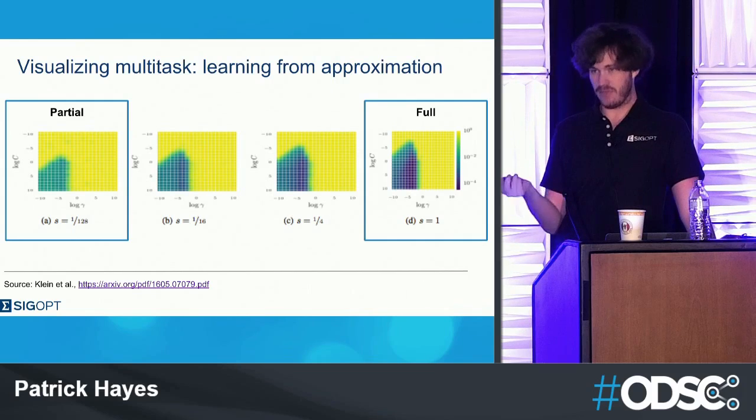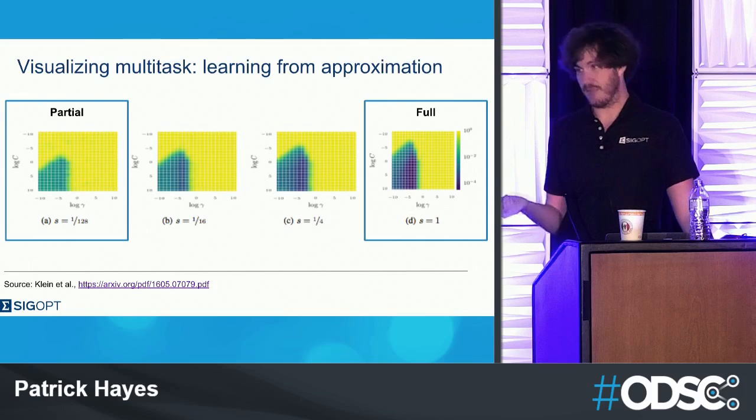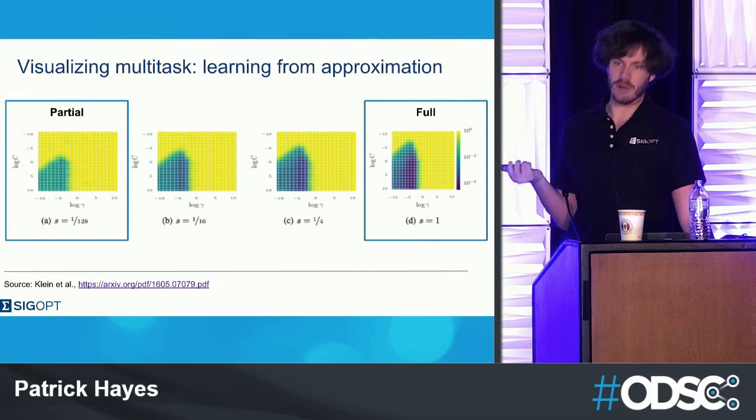That means you can learn about the full cost task more cheaply by being smart about the way you sample from the partially trained model. And that's exactly the type of problem where multitask optimization is going to perform well.